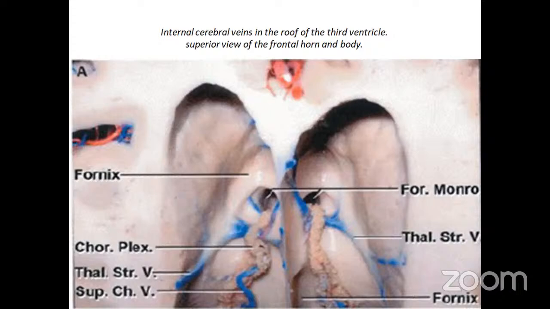This is the superior view of the frontal horn and the body. In this view, we can see the foramen of Monro, and the fornix that forms the superior and anterior margin of the foramen of Monro. We can see the thalamo-striate veins and superior choroidal veins, and also we can appreciate the choroid plexus. The thalamo-striate and superior choroidal veins converge on the posterior edge of the foramen of Monro.